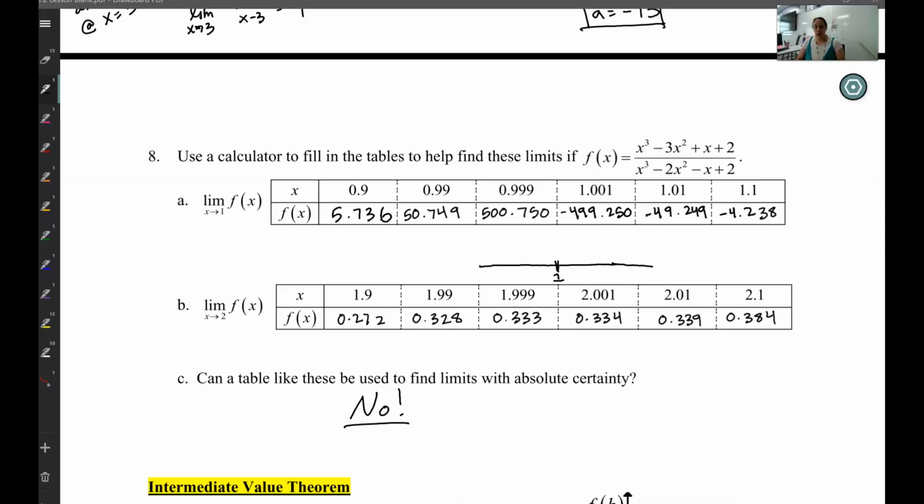Now if we look at this one, as I'm getting closer and closer to 1 on the left, it looks like my numbers are just getting bigger and bigger and bigger. As I'm getting closer and closer to 1 on the right, my numbers are getting smaller and smaller and smaller. So this limit is going to infinity on the left-hand side and negative infinity on the right-hand side. So since they're going to infinities, we would say this limit does not exist.